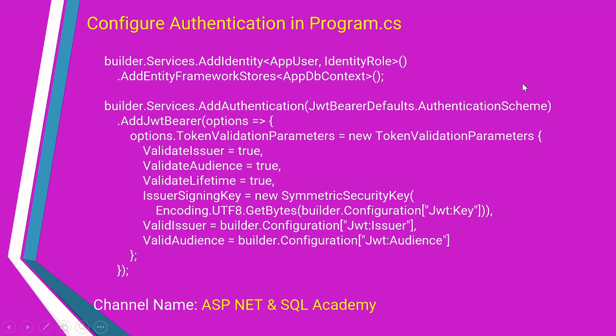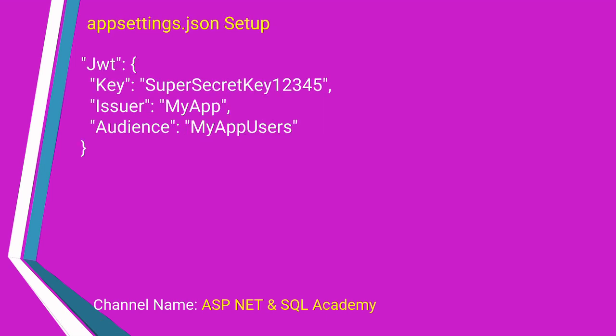In Program.cs, configure Identity for user management and add JWT authentication using settings from appsettings.json. Inside appsettings.json, define a secret key, issuer, and audience for JWT tokens.